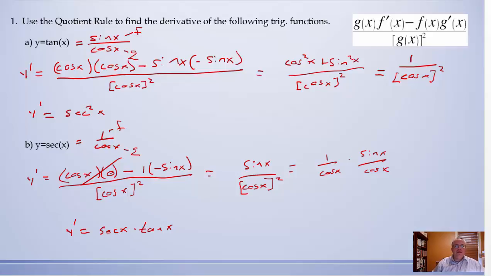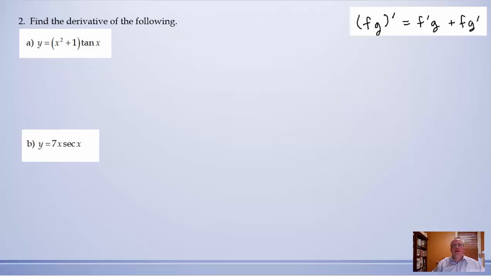Okay, so we're going to go ahead and apply these. We're going to use these rules. We're going to take the derivatives of these following functions. They're both products, so we're going to need the product rule. All right, so this is our first function. We'll call this one f, times the second function, this is g. So we have to use the product rule here. We just have to fill it in.